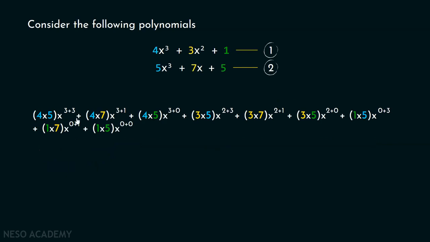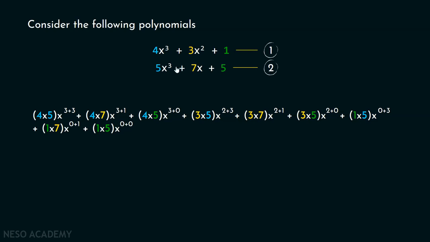So this is the resultant polynomial so obtained. Here you can see that 4 is multiplied by 5 and the exponents are added. Similarly, we will take these two terms, and here also 4 is multiplied by 7 and obviously the exponents are added. Here you can see the exponent is 1 and here it is 3. 3 plus 1. That's what I have written over here. After this, 4 is multiplied by 5 and here we have x to the power 0, right? So 4 is multiplied by 5 and here we will have x to the power 3 plus 0.